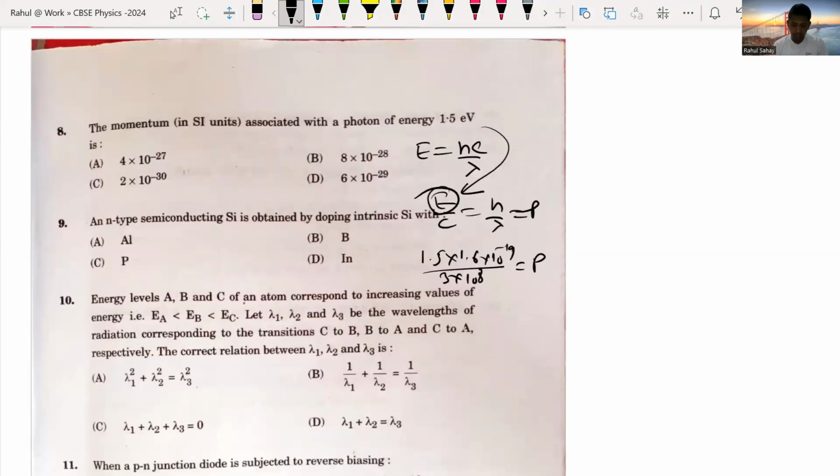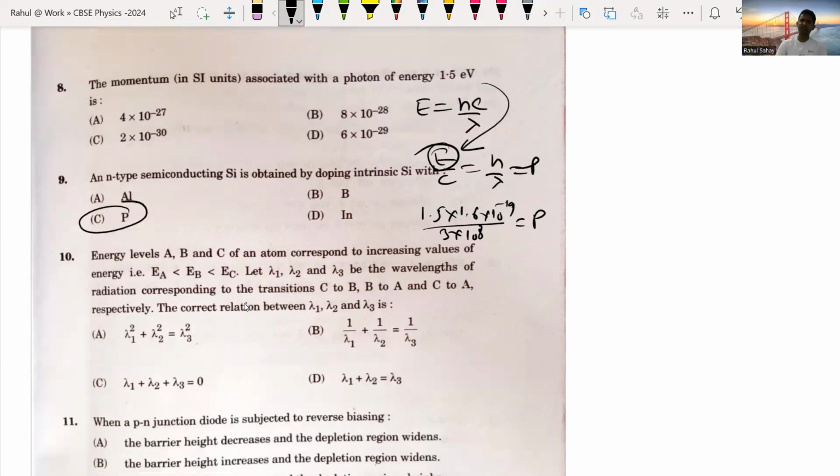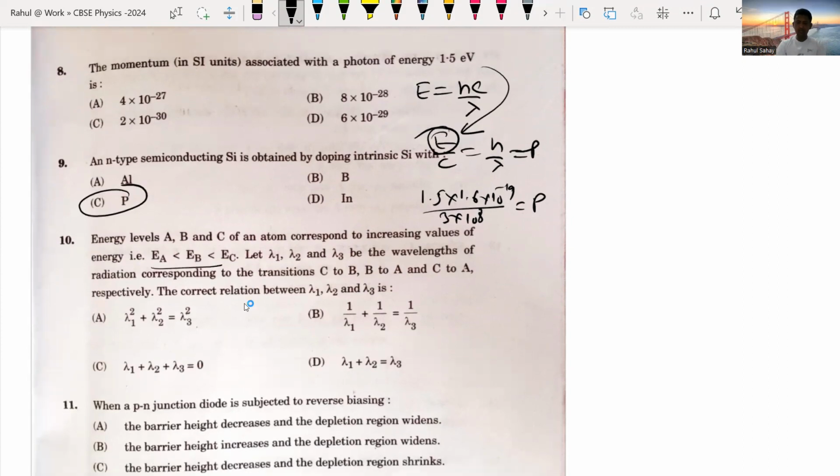The N-type semiconductor is doped with silicon. So N-type is what? Pentavalent, right? So the answer is phosphorus. So all are basically easy questions, direct. Next, we have three energies EA, EB, and EC. When the electron is jumping from C to B, it is emitting a photon of lambda 1. So EC minus EB is equal to hc by lambda 1. Then again EB minus EA is hc by lambda 2.